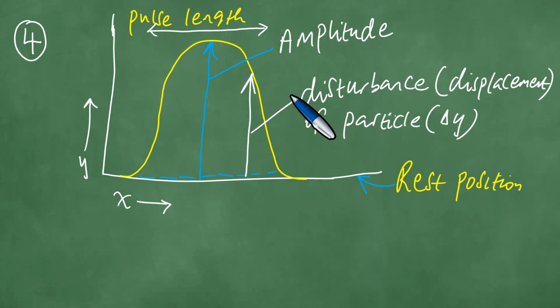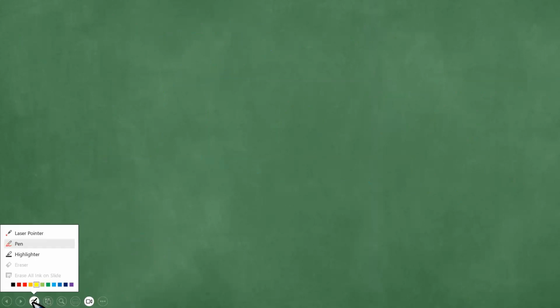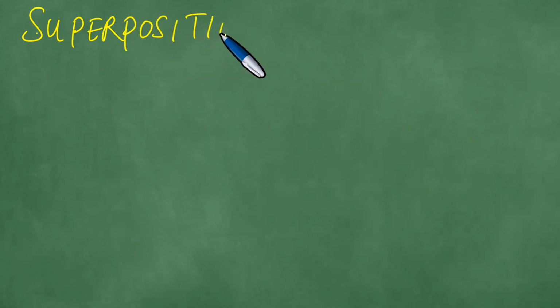Now there's something we call superposition of pulses. The next thing we're going to discuss now is called the superposition of pulses.